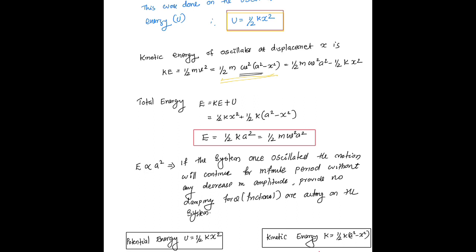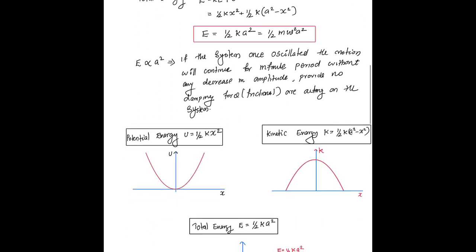The next important thing is the graphical representation of these equations. We know the potential energy expression U is equal to half kx square. If I plot potential energy U along the y-axis and displacement x along the x-axis, I'll get a parabolic curve corresponding to half kx square. This point is plus a, and this is minus a. In the same way, the kinetic energy is equal to half k a square, a constant, minus half kx square. The resultant equation is a constant half k a square minus half kx square, which is an inverted parabola.